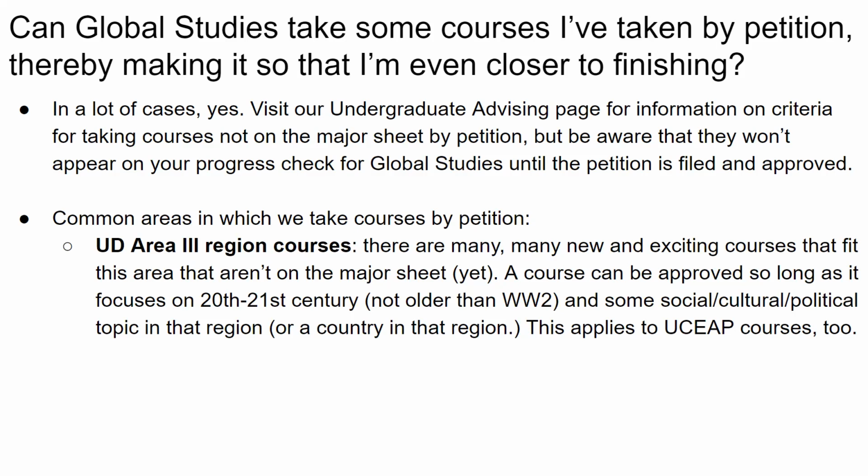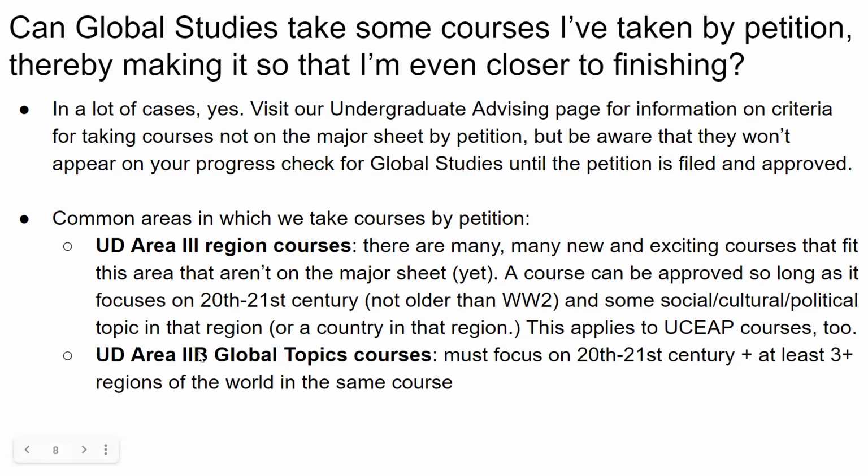This also applies to UC-EAP study abroad courses as well. And then another common area in which we take courses by petition would be for division area 2B, global topics courses, same focus on 20th and 21st century, and at least 3 or more regions of the world referenced in the same course around some kind of social, cultural, political, historical topic, but it has to be at least 3 or more regions of the world versus area 3, which is specific to a certain region.